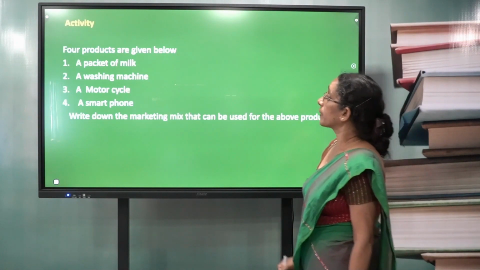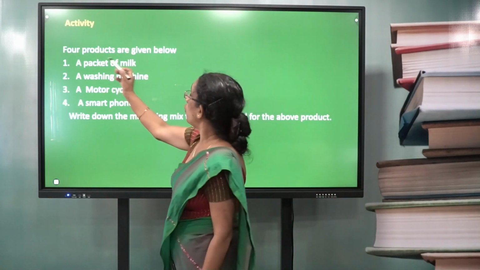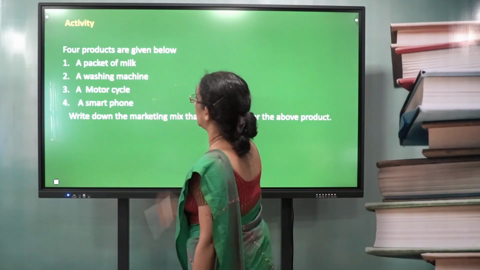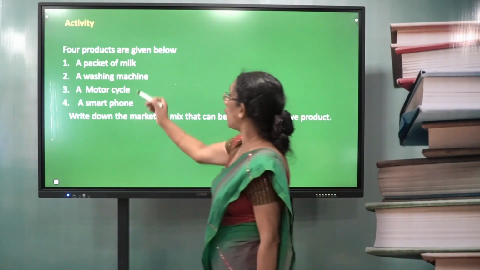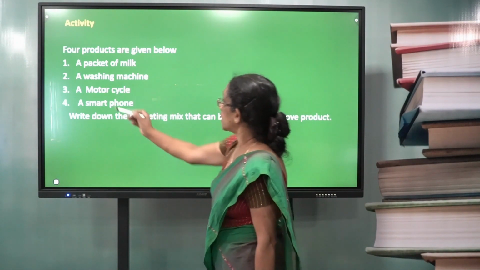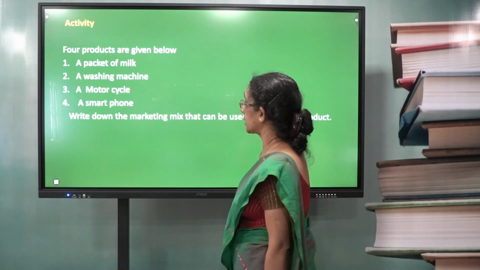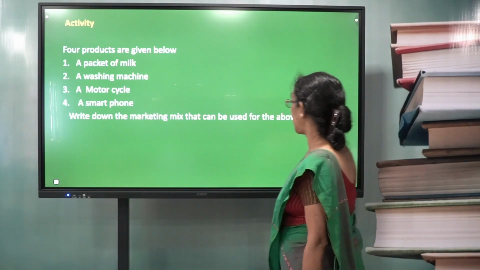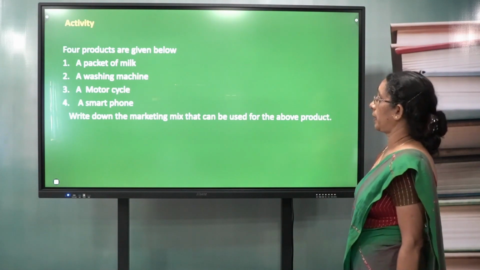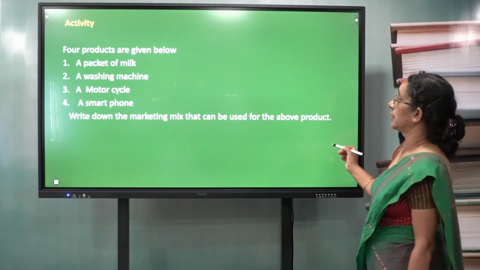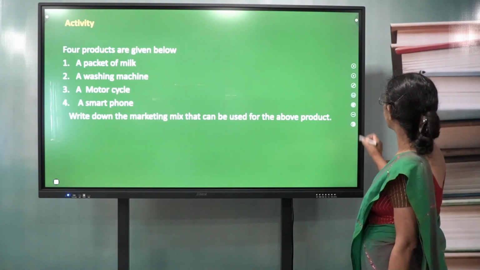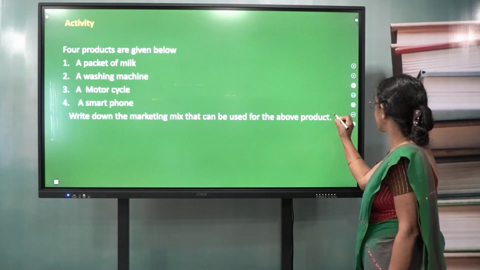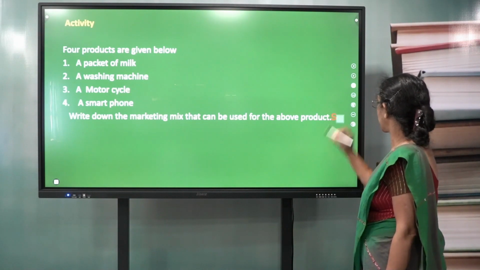Now here, in this activity, 4 products are given below. One, a packet of milk. Next one, a washing machine. Next one, a motorcycle. Next one, a smartphone. Write down the marketing mix that can be used for the above products. Product, not product. It should be products. Okay?